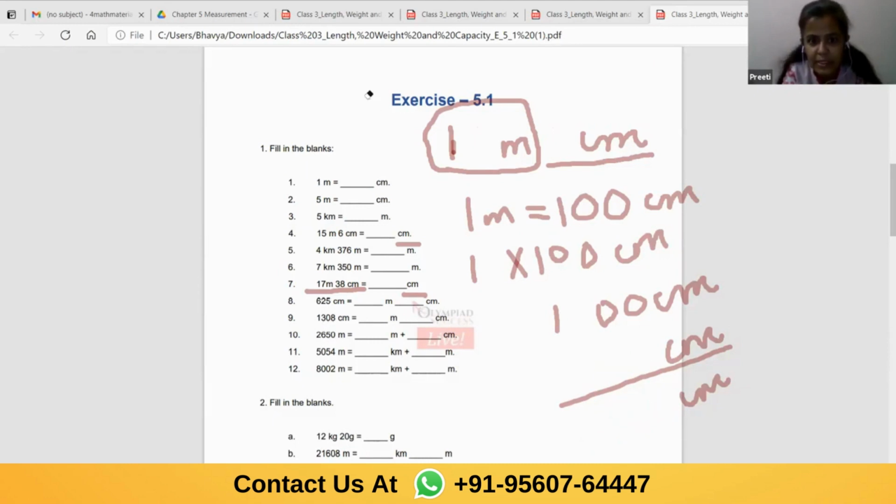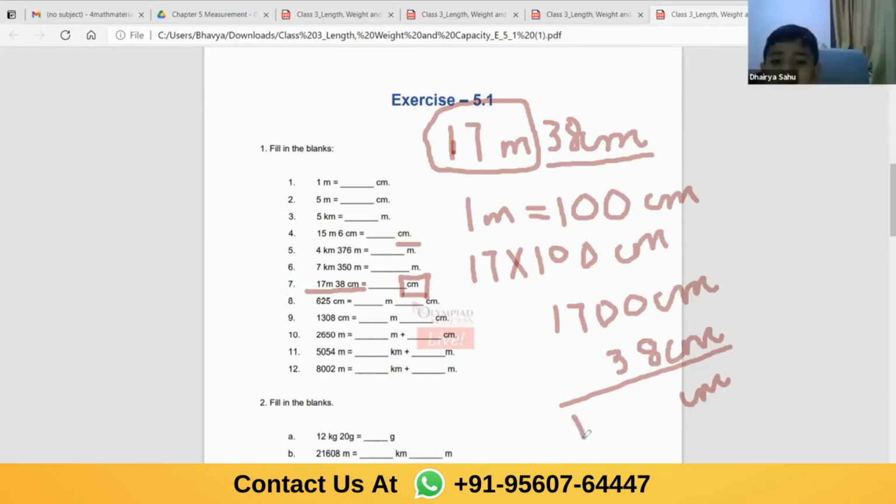Okay. Now our question is 17 meter and 38 centimeter. So 38 centimeter I won't touch because it is already in centimeter. But I will change 17 meters into centimeters because I need my final answer in centimeters. So 17 into 100 will give me 1700 centimeters. Correct? Yes. Then add 38 to it to find out the final answer. Okay, ma'am. When two numbers come in the same unit, then you have to add them up to figure out the final answer.